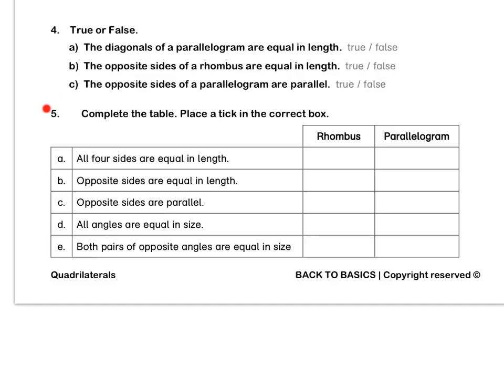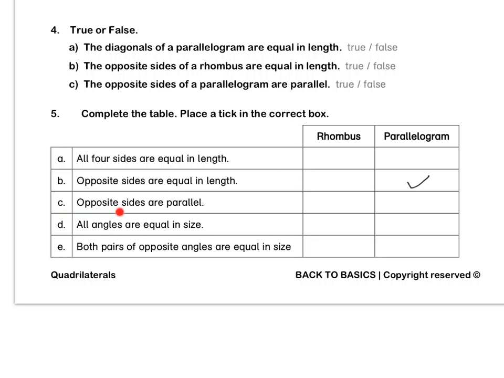Question 5. Complete the table. Place a tick in the correct box. Let's do the parallelogram together. A. All four sides are equal in length. That is not true for the parallelogram. B. Opposite sides are equal in length. That is true. A parallelogram has 2 lengths and 2 widths.